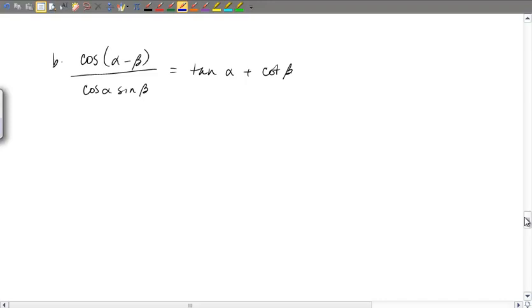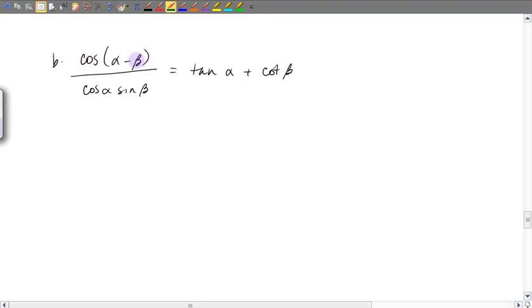This identity says the cosine of alpha minus beta over the cosine of alpha sine beta is equal to the tangent of alpha times the cotangent of beta. So again, in this particular case, the left-hand side is actually more complicated. Let's see if we can rewrite this in terms of the right-hand side over here.